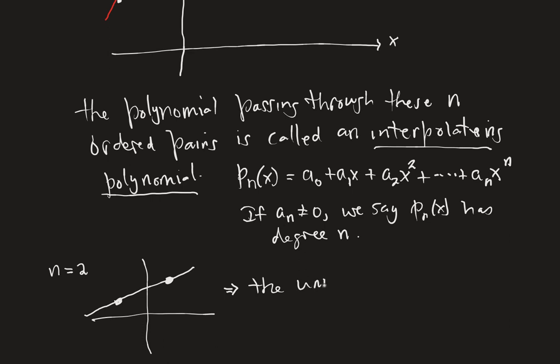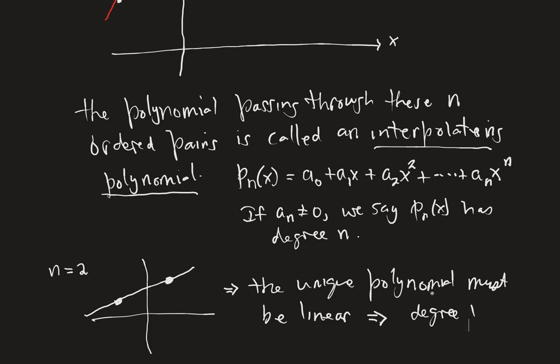So the unique polynomial must be linear. And what does that imply? That implies that the degree would be 1. Remember, a linear function, a linear polynomial, has degree 1.